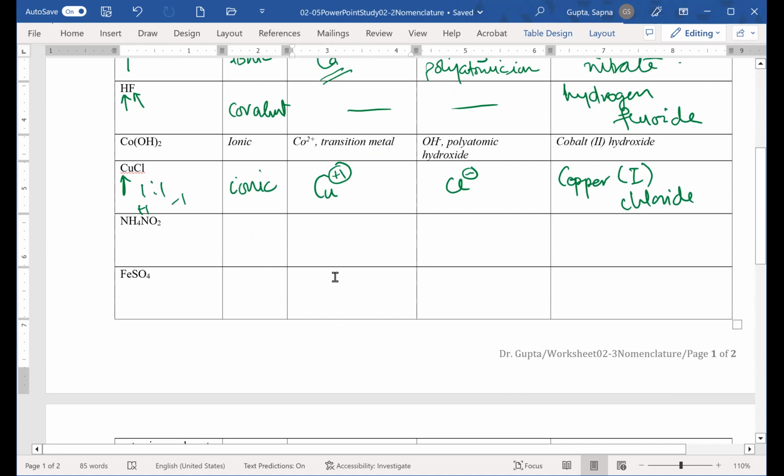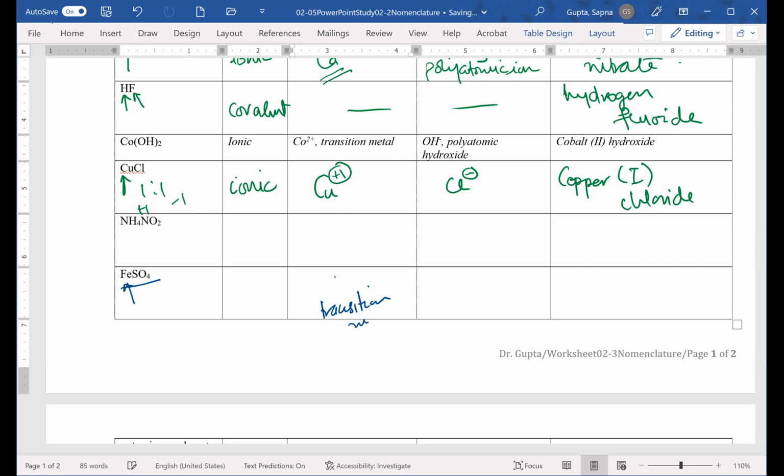Let me just do maybe one more for the transition metal, okay? So let me just do FeSO4 here. So iron, again, this is going to be a transition metal. So let me write that here. This is a transition metal, which means that this is an ionic compound automatically because it's a metal, right? So it has to be an ionic compound.